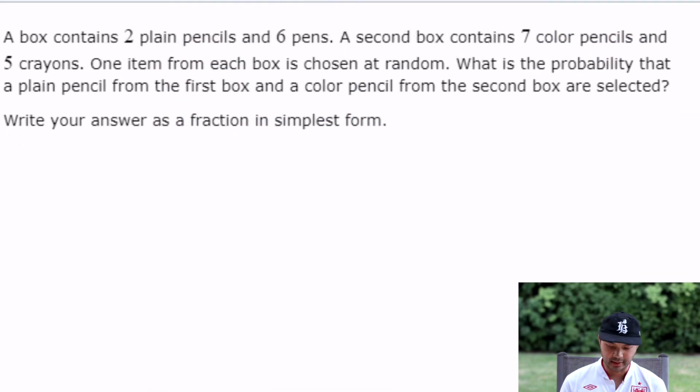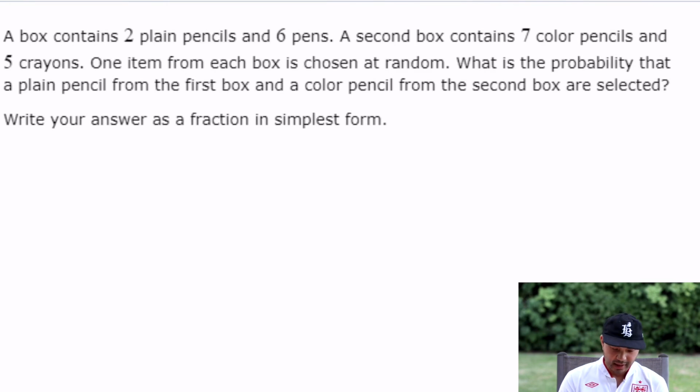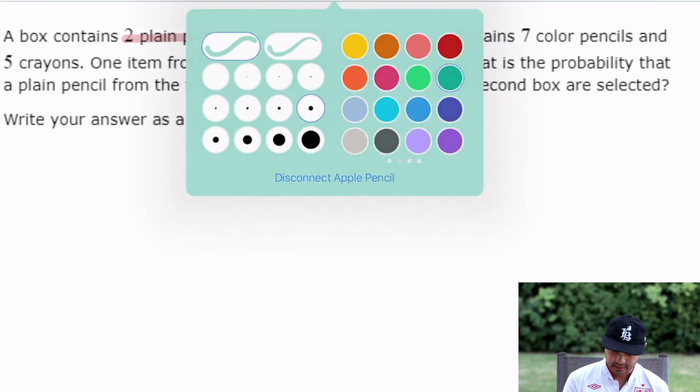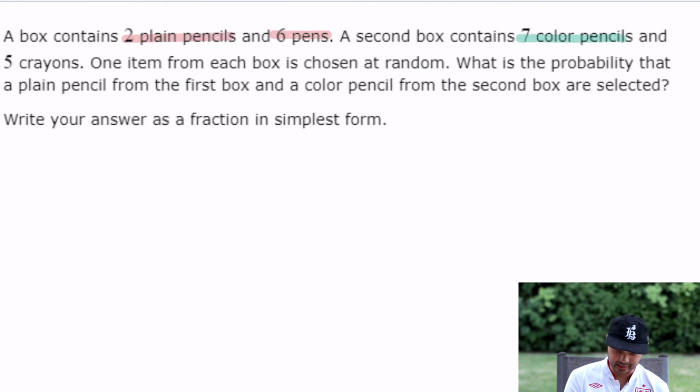All right, this is an example question from Alex. A box contains 2 plain pencils and 6 pens. All right, that's box 1. A second box contains 7 colored pencils and 5 crayons. One item from each box is chosen at random. What is the probability that a plain pencil from the first box and a color pencil from the second box are selected? Write the answer as a fraction in simplest form.